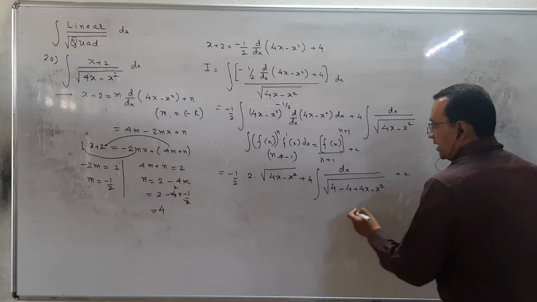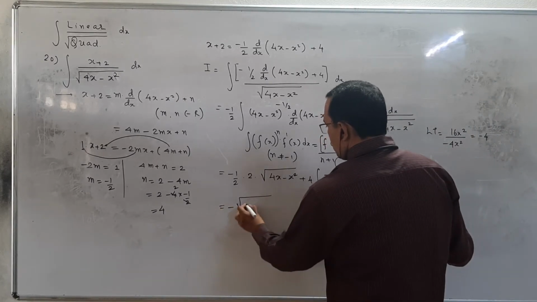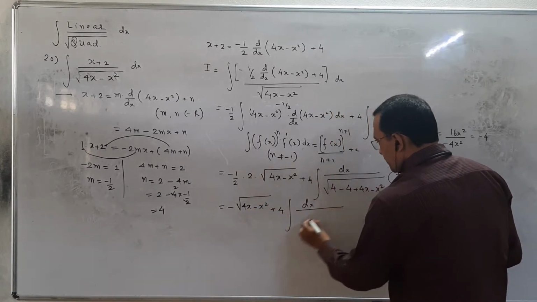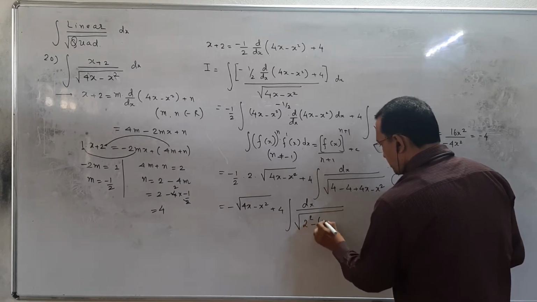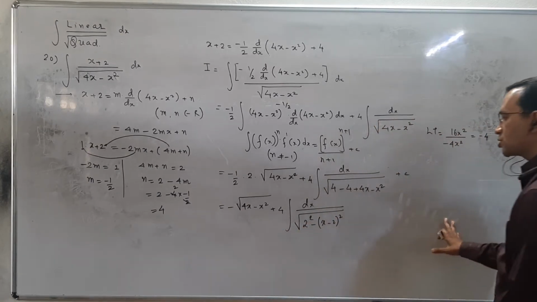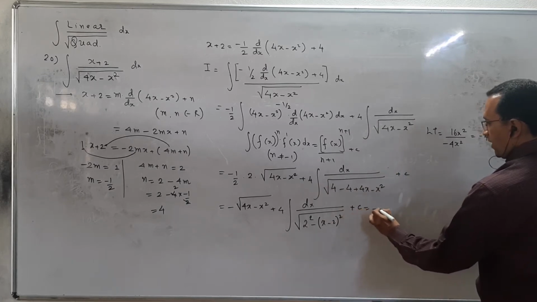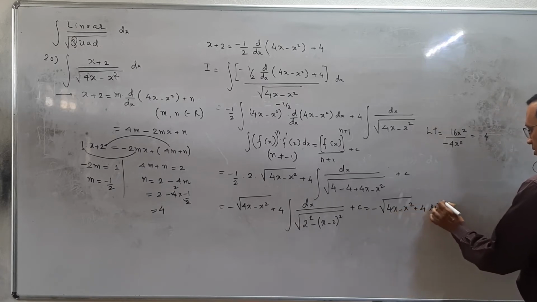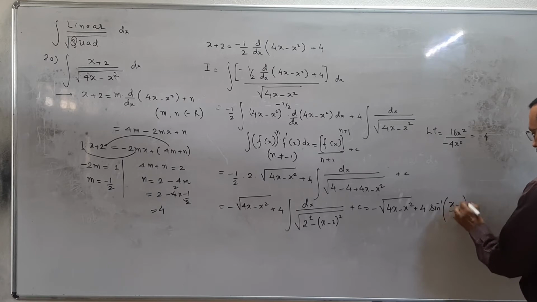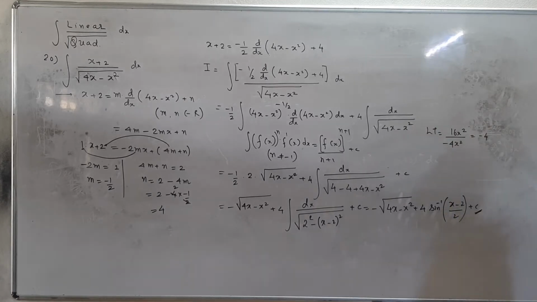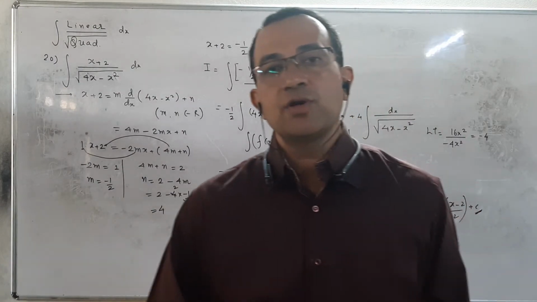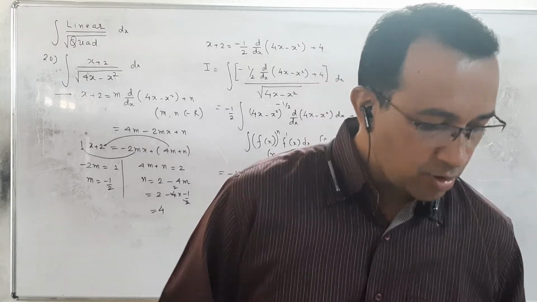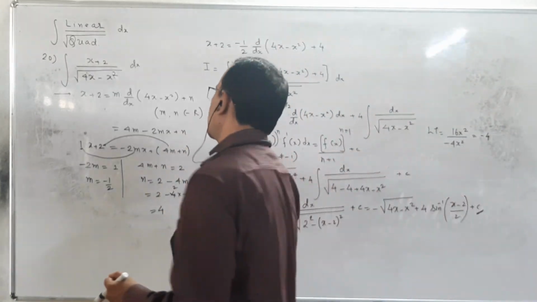Now, if I take a minus sign common and write, this is under root of 4x minus x square, outside the negative sign. This is integration of dx upon under root 2 square minus x minus 2 whole square plus c. So the final answer is minus of under root 4x minus x square plus 4 sine inverse of x minus 2 upon 2 plus c. So this is how we get the answer, students. You have already studied the method. Okay, we are going for sum number 21.